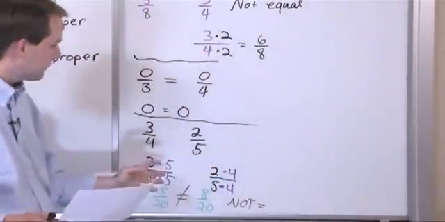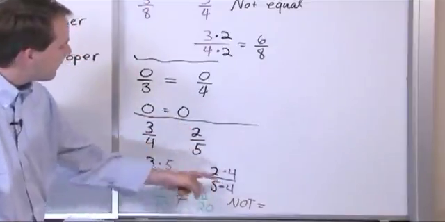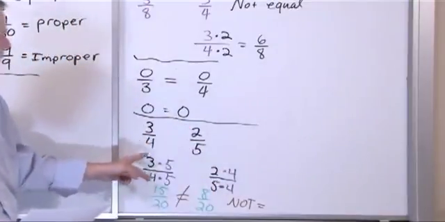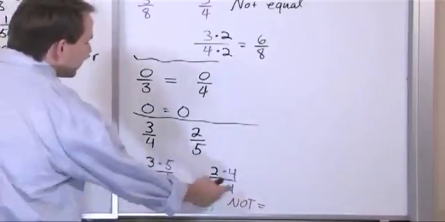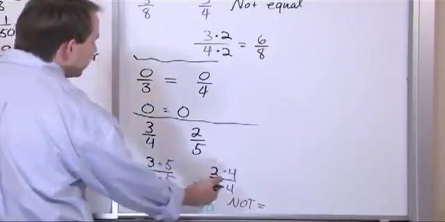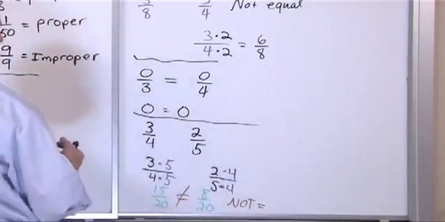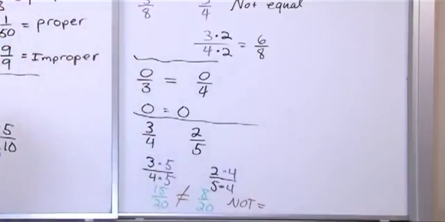I just have to make sure that when I mess with this fraction, I do the same thing to the top and bottom of it, and when I mess with this one, I do the same thing to the top and bottom of it. The reason I chose times 5 and times 4 is because I knew that if I did this multiplication, I would get 20, and if I did this multiplication, I would get 20. And that allows me to compare the fractions.